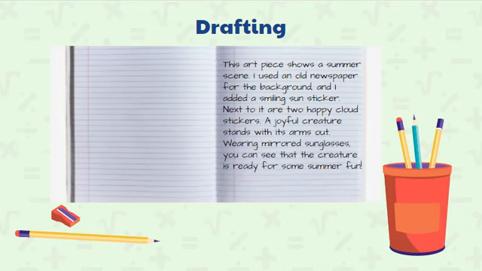You can show the students your draft and read it aloud. This art piece shows a summer scene. I used an old newspaper for the background and I added a smiling sun sticker. Next to it are 2 happy cloud stickers. A joyful creature stands with its arms out. Wearing mirrored sunglasses, you can see that the creature is ready for some summer fun. You can point out the descriptive words such as old, smiling, happy, joyful, and mirrored. They might have time to start this on day 1. If not, encourage them to draft their descriptions before they return for day 2.